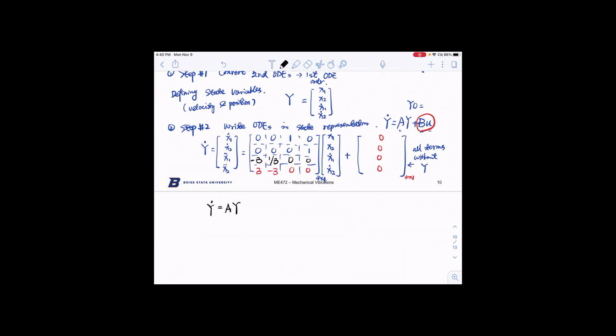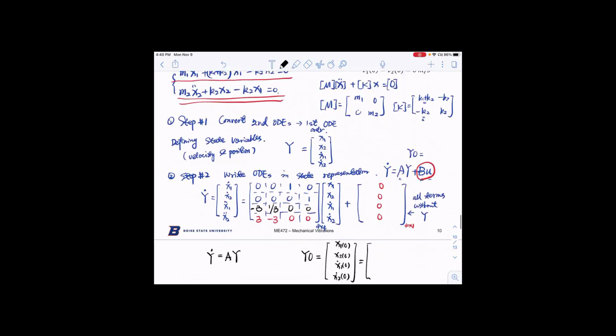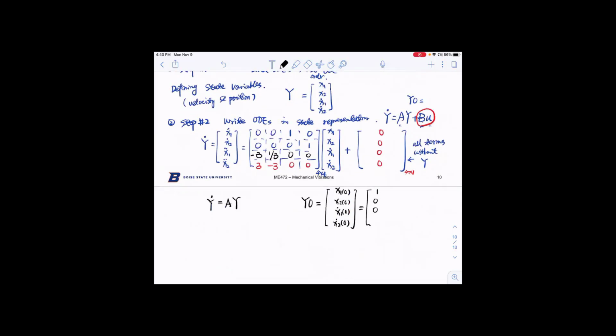All right. So also we need to find out the initial condition. Initial condition is just x1 not, x2 not, x1 dot, x2 dot. So you just lay out the initial condition for each entity in the correct order, and then you copy and paste. You can see it's 1, 0, 0, 0. So that's what we need to solve.